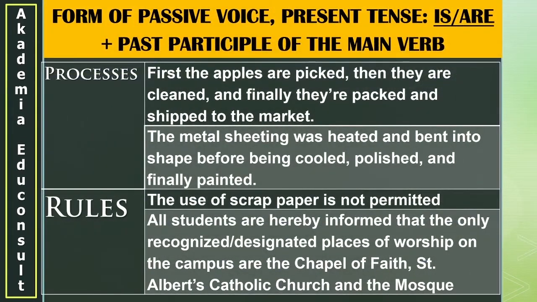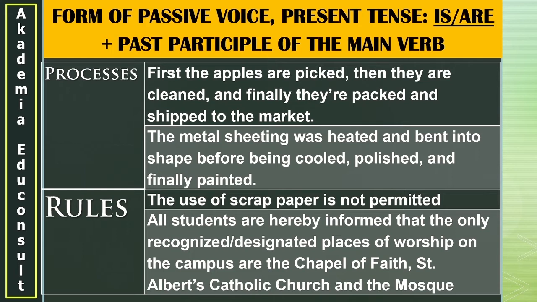Let's look at the form of the passive voice that has the present tense, that is the is or the are form of the to be verb plus the past participle of the main verb. In which situations do we use them? We use this when we are talking of processes. For instance, first the apples are picked, then they are cleaned, and finally they are packed and shipped to the market. The metal sheeting was heated and bent into shape before being cooled, polished, and finally painted.